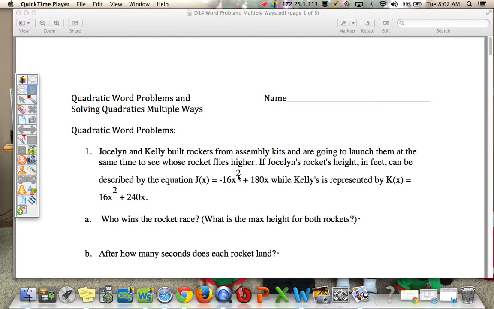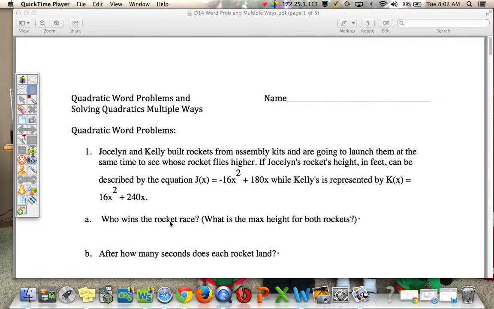So again, here's the equation. The negative 16 is the downwards acceleration in feet per second. The 180 would be the velocity. And since there's no other value, it means that they start at a height of 0. And then Kelly's function, again, should be negative 16x squared for the downwards acceleration. 240 would be the velocity, which, you can see, is higher than 180.